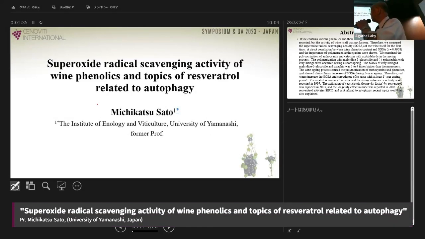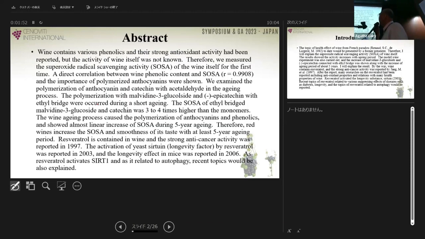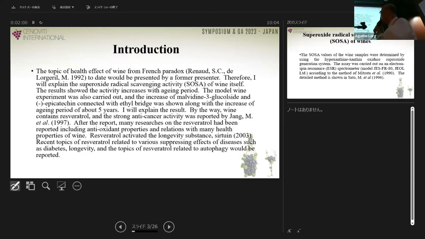Okay, I'd like to talk about radicals: superoxide radical scavenging activity of biophenolics and the topics of resveratrol. The abstract is on the net, so I omit this. Introduction: a topic of the health effect of wine from the French paradox. That was presented by the former professor. So I will explain the superoxide radical scavenging activity.